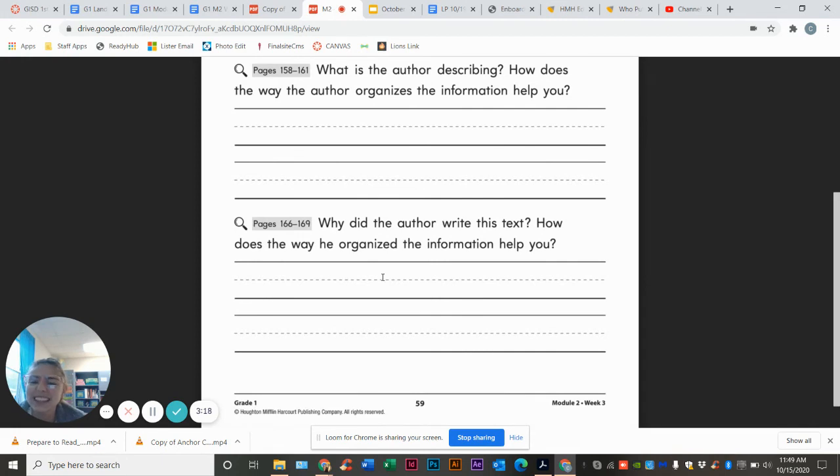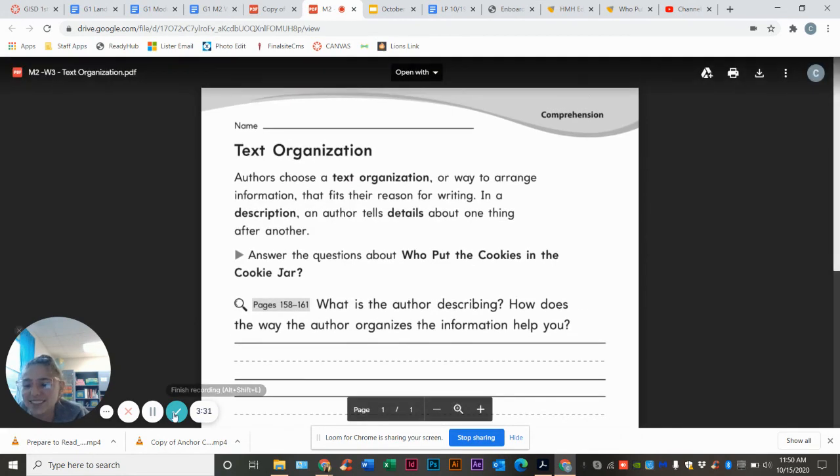How did the way he organized that information help you? Well, it made me think that a lot more work goes into it than I just thought about making cookies, and that there's a lot of people involved in the process. All right. Good job today, guys, listening.